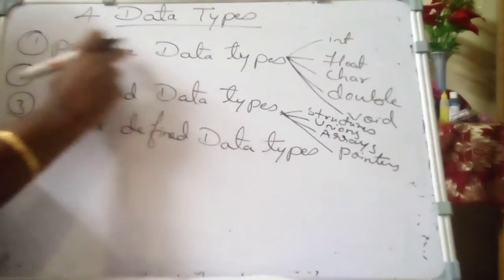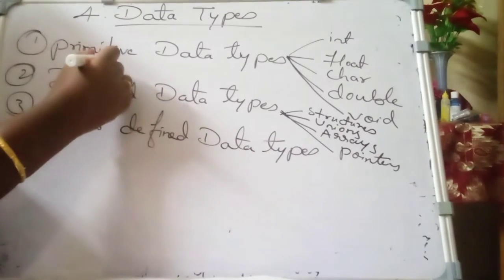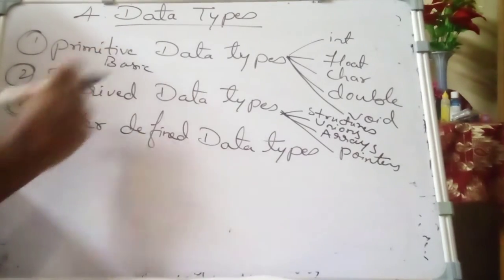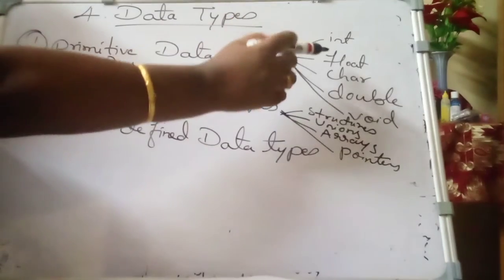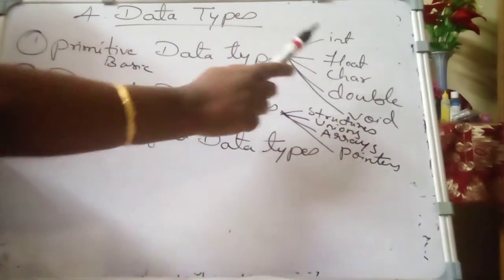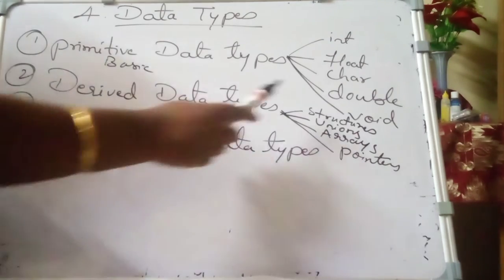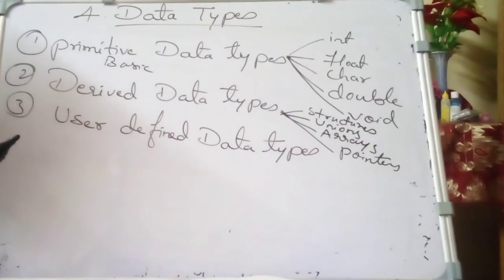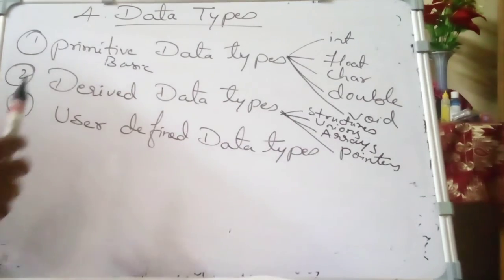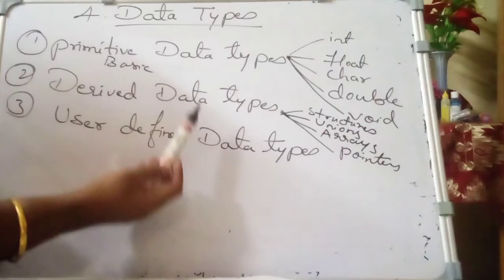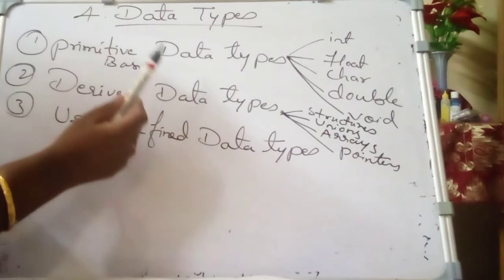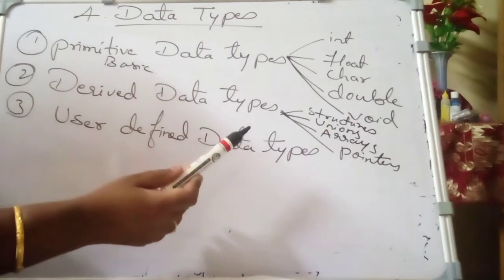Primitive data types are the basic data types supported by the C language. There are five types: integer data type, floating point data type, character data type, double precision floating point data type, and void. Primitive data types can store only one value in the computer memory.